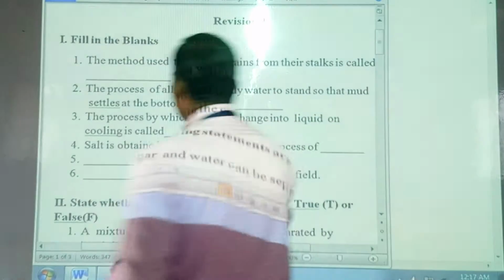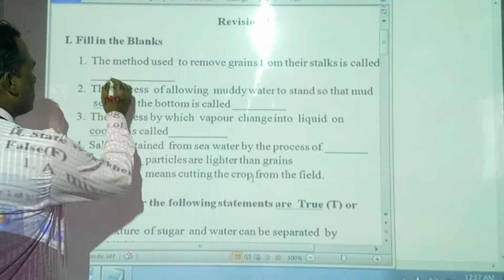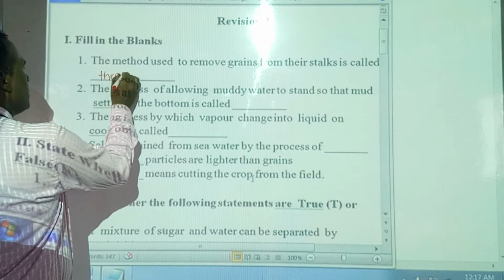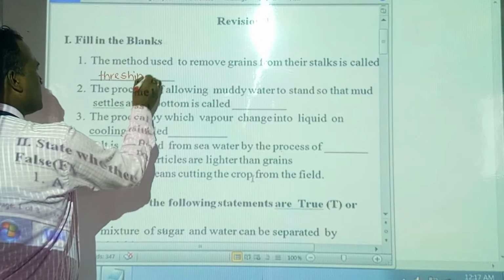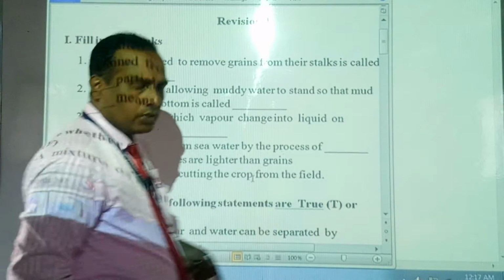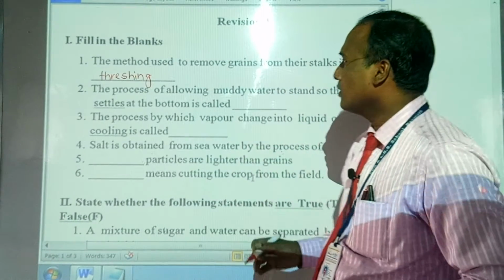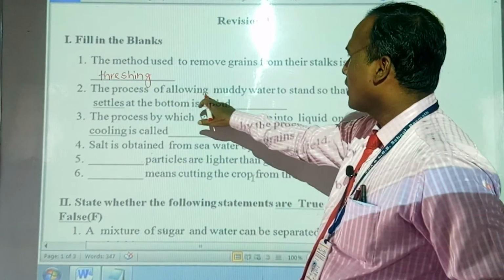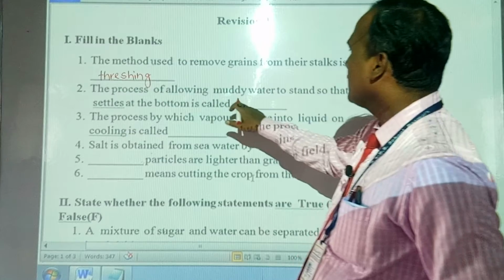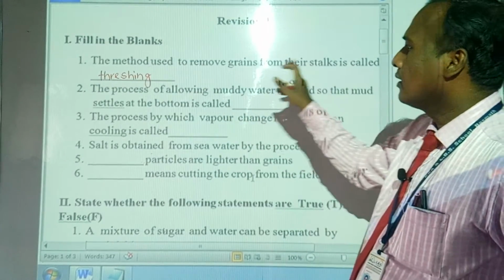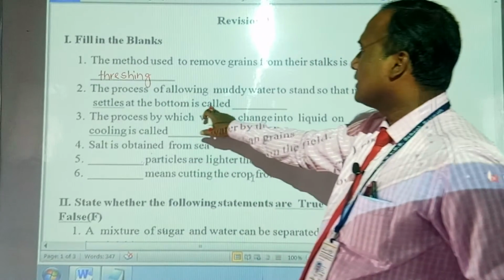So you can write the first one: threshing, T-H-R-E-S-H-I-N-G. Threshing is one of the processes by which we can remove the grains from their stalks. Second one: the process of allowing muddy water to stand so that the mud settles at the bottom is called dash.